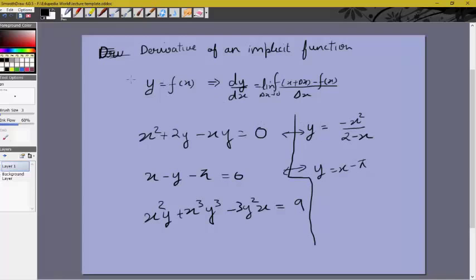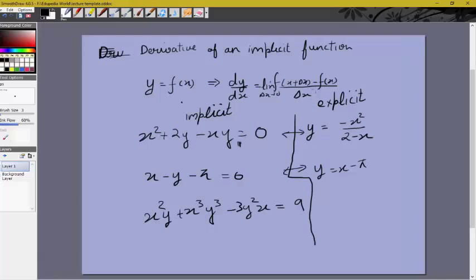Up till now, we've gotten functions in the form of y is equal to fx, and from that we've used this formula to differentiate them. But what if instead of y on the LHS and only x on the RHS, what if we had a whole combination of x and y on both the LHS and RHS? These forms of a function are called implicit functions, and the explicit functions you've already seen are called explicit.